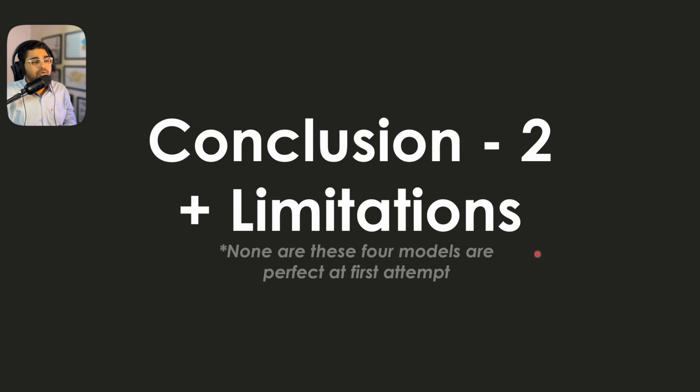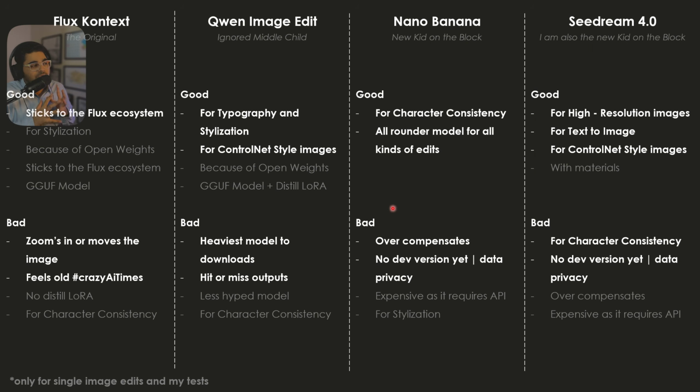And finally, coming to conclusion number 2, with limitations, the first limitation is none of these models are perfect at first attempt. None of them. Don't believe the social media results. They always use 2-3 tries. So none of them are going to be perfect at the first go. And this is the comparison of the good and the bad of all these models.